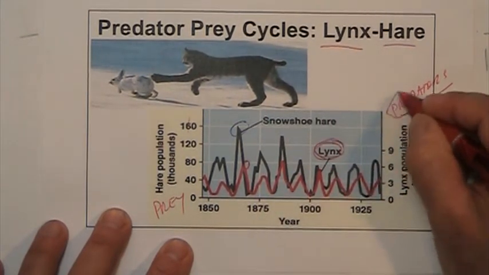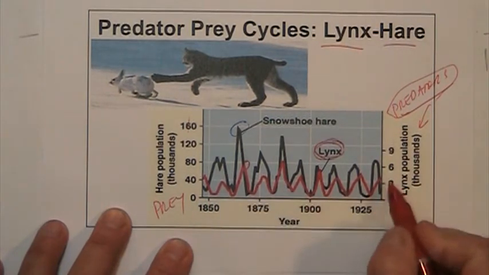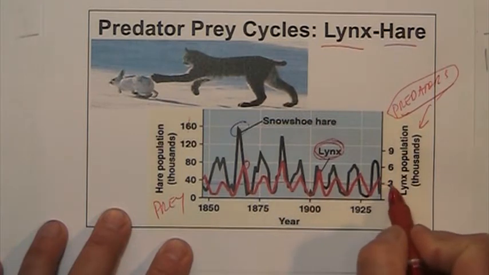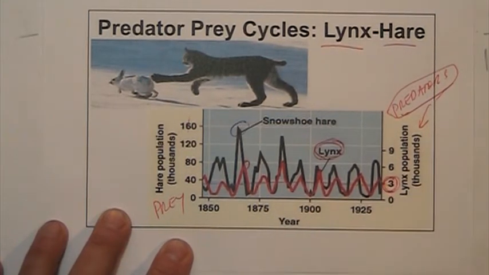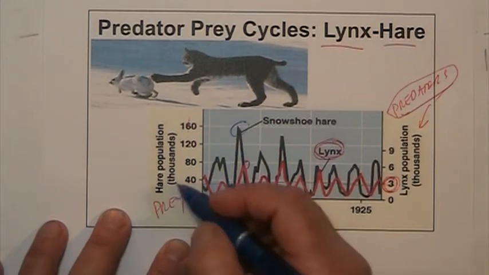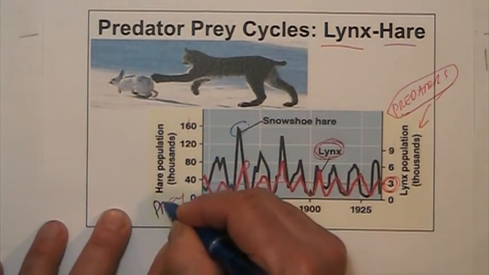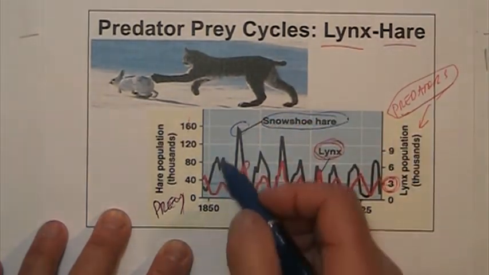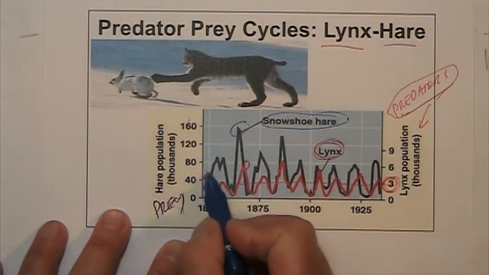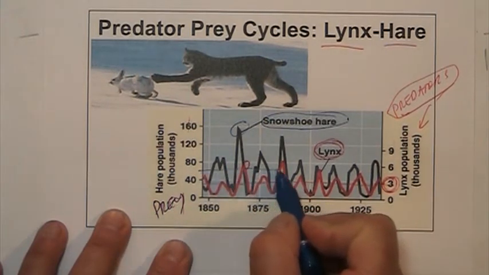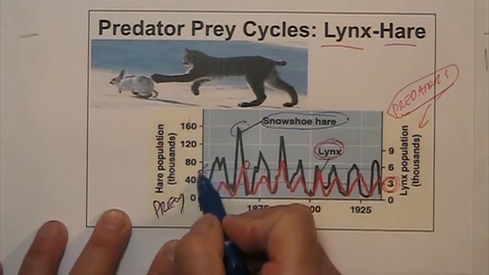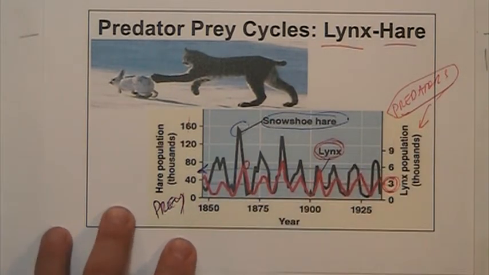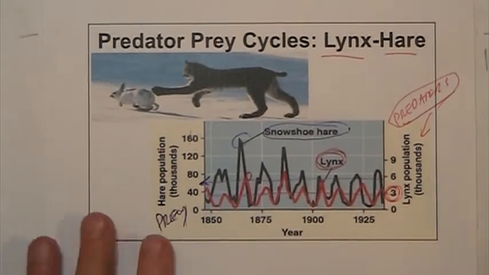for the lynx, that is the predator, that is the red line, on average is about 3, the carrying capacity. If I asked you for the hare, that is the prey, that is the black line, it fluctuates significantly, but on average is someplace around maybe 60. So those are predator-prey cycles.